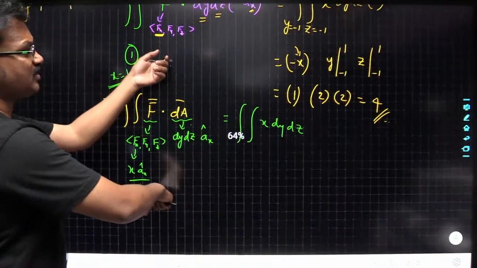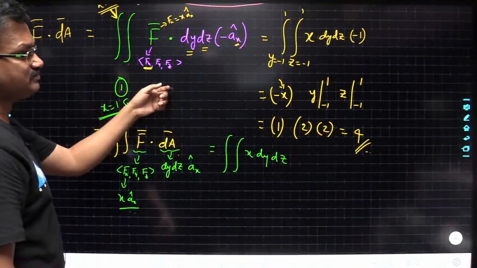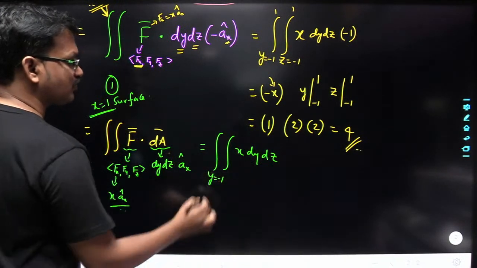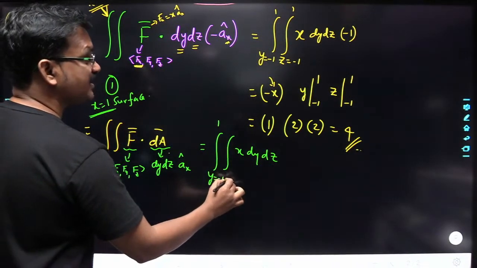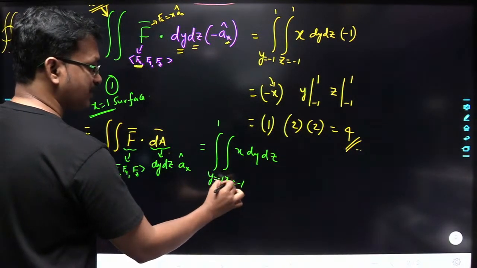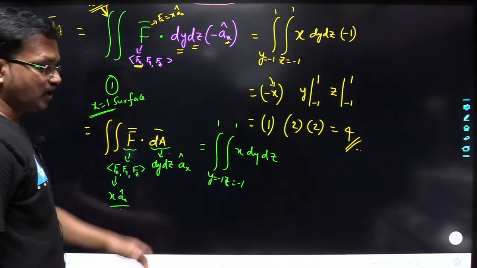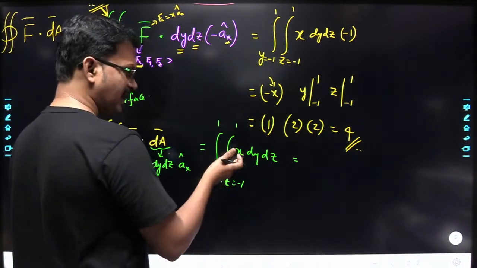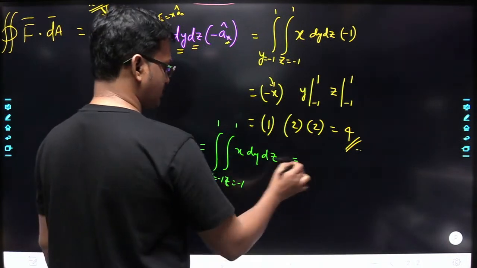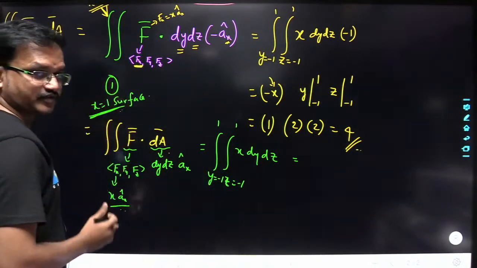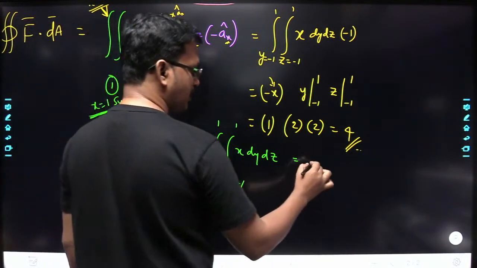If you observe here, y is varying from -1 to +1 and z is varying from -1 to +1. What are you going to get here? x is constant with respect to the integration, and the x value is equal to 1. This is the second surface. So take it out of the integration.